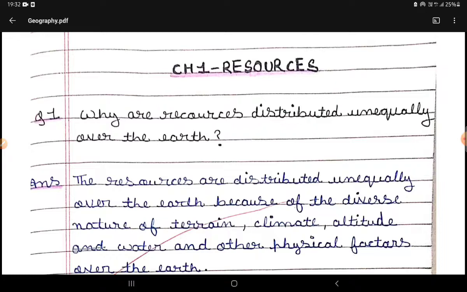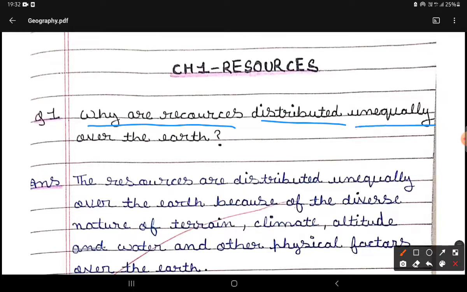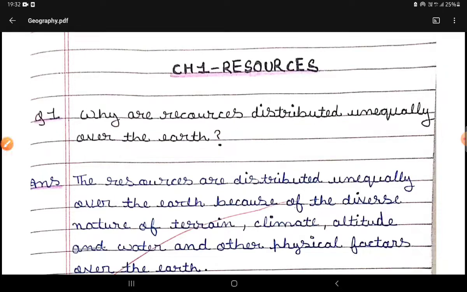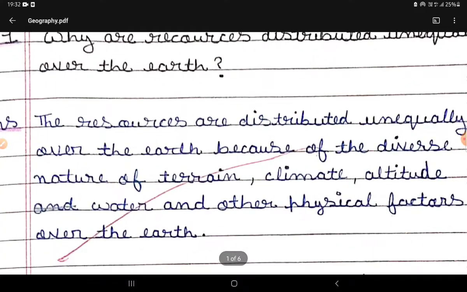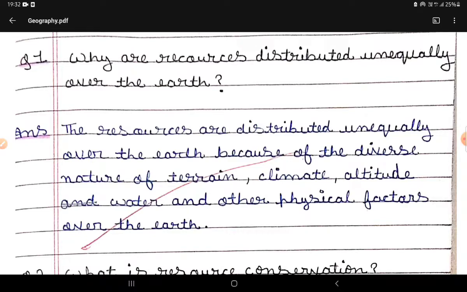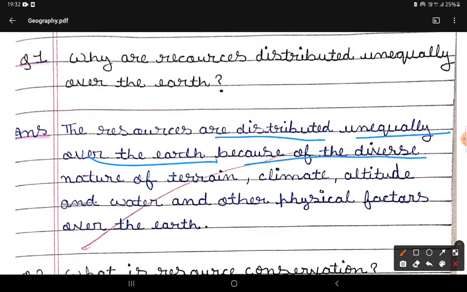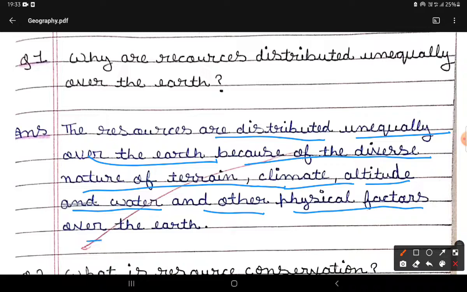This is geography. So the question 1 is, why are resources distributed unequally over the earth? This question was also in your book, so you can find this answer there. The answer is, the resources are distributed unequally over the earth because of the diverse nature of the terrain, climate, altitude, and water, and other physical factors over the earth.